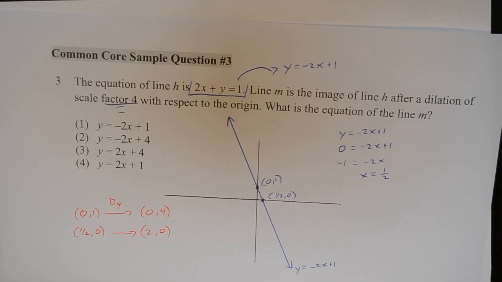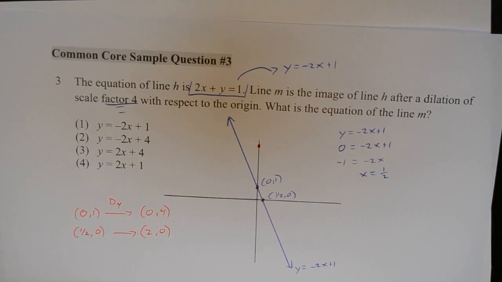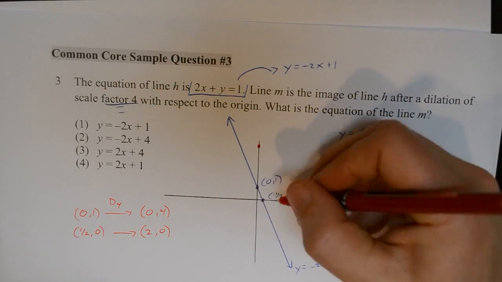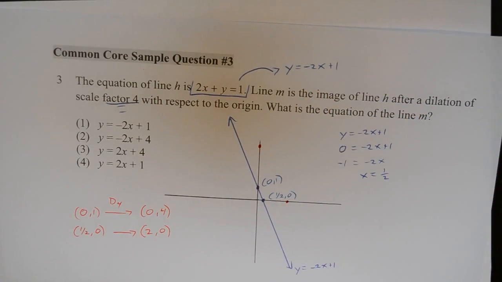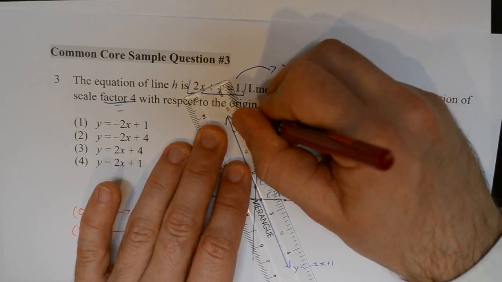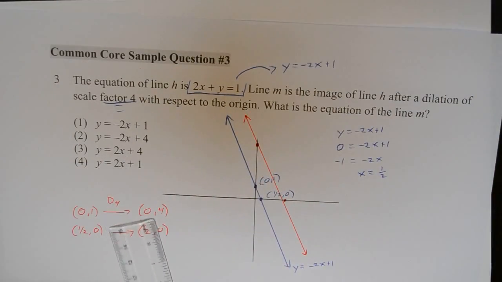So what's this new line look like? Well, there's 0, 1, 2, 3, 4. There's the point 0, 4. And if that's a half, I got to go to 2, 0. So maybe that's 1 there and about 2 there. Okay. And if I connect those with my ruler here, you're going to notice that we get a line that looks pretty good and parallel to the original.